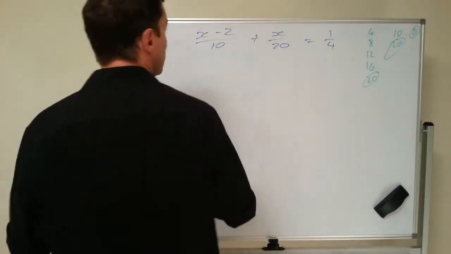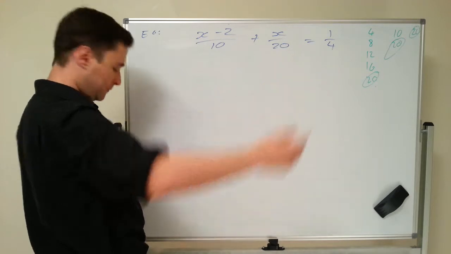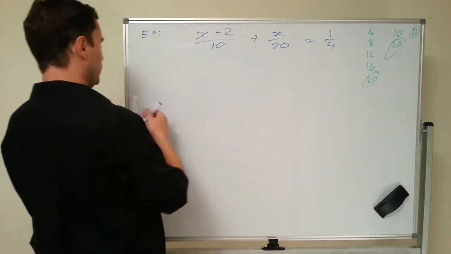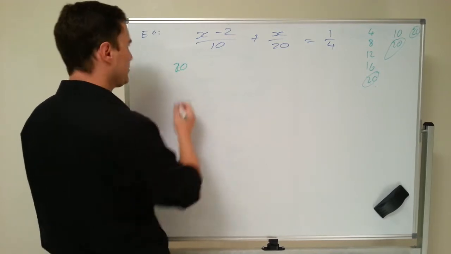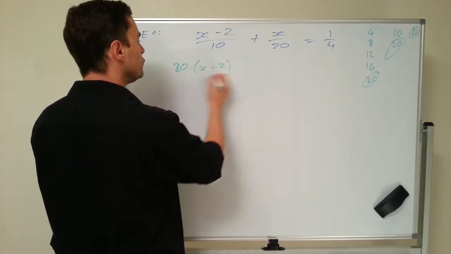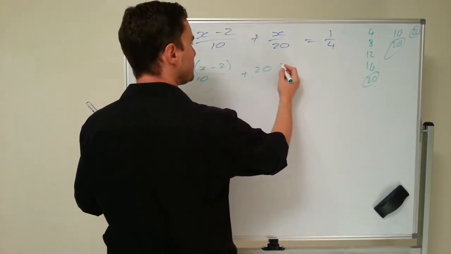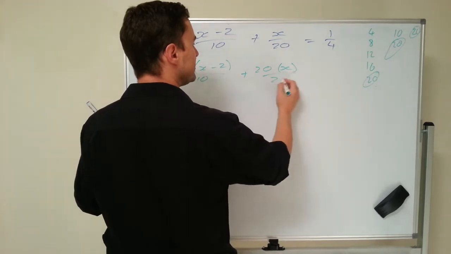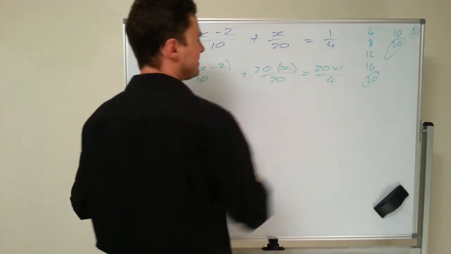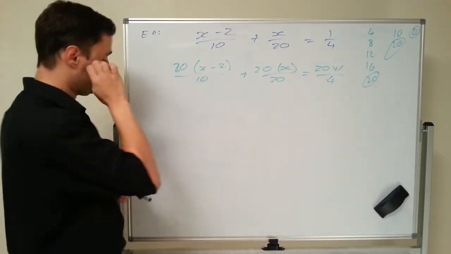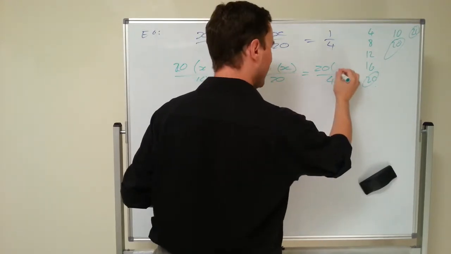Okie dokie. So here's the trick. I multiply everything by my lowest common denominator. So for this one, I've got 10, the LCD is 20, so 20 times x minus 2 over 10, the whole thing, plus 20 times x over 20 equals 20 times 1 over 4, just to be pedantic. Are you with me? If I really want to be pedantic, I'm going to put it in brackets, like that.